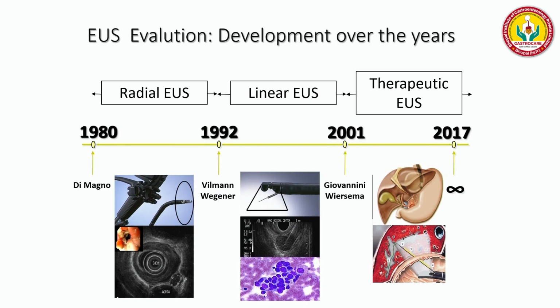So we know that EUS has evolved over time from radial to linear to FNA and the therapeutic EUS, with which we were able to diagnose, characterize the lesion better, and also stage. And now we are in the era of therapeutic EUS, some of which we had seen in the cases in the morning.